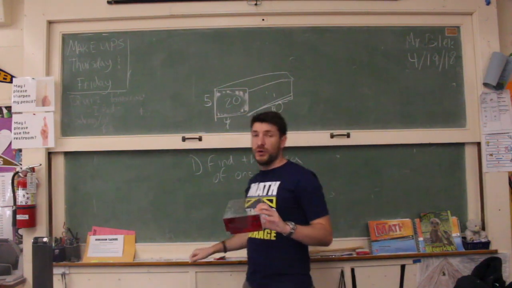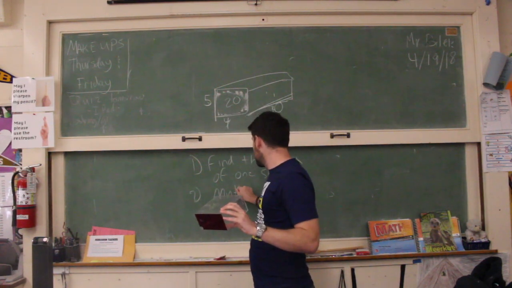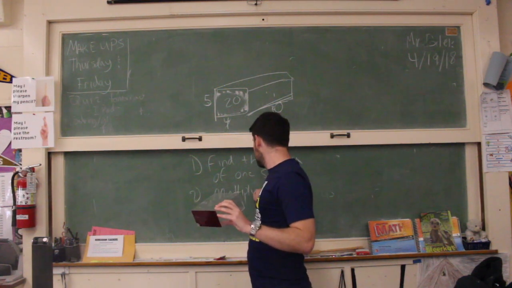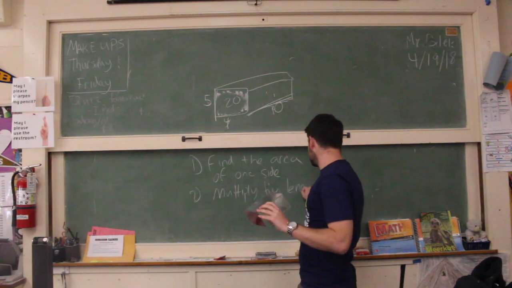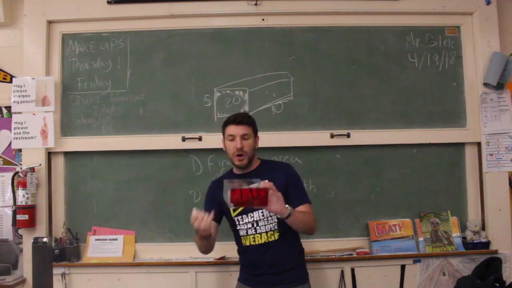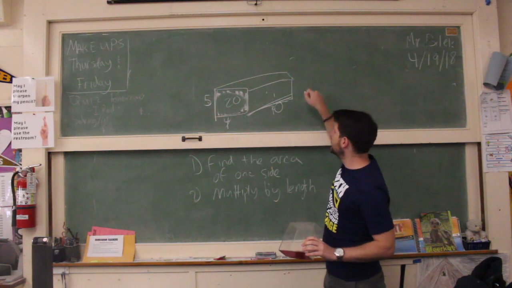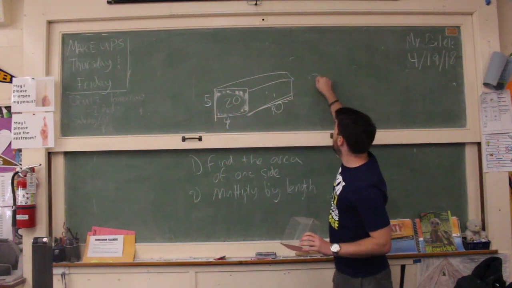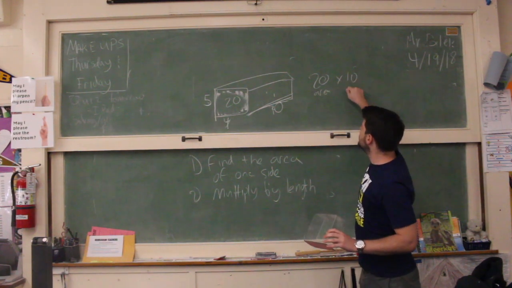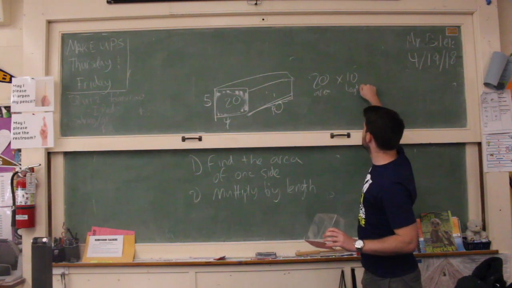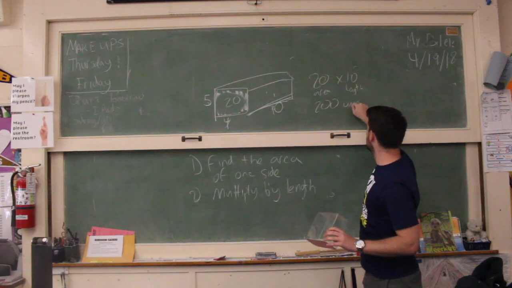So you find the area of one side, and then multiply it by the length. So if this is 20, we take 20, our area, multiply it by the length, and that gives us our volume. 20, which is the area, times 10, which is the length, gives us 200 units cubed.